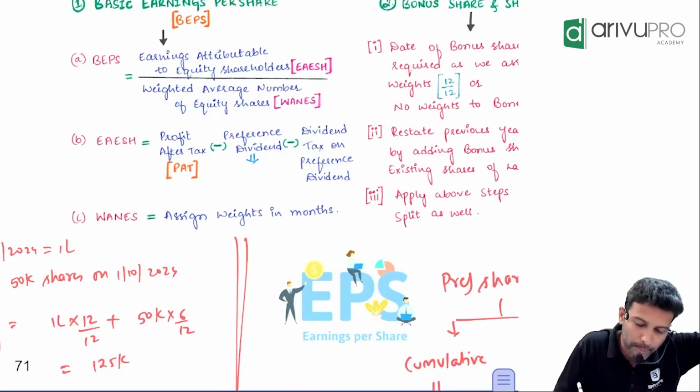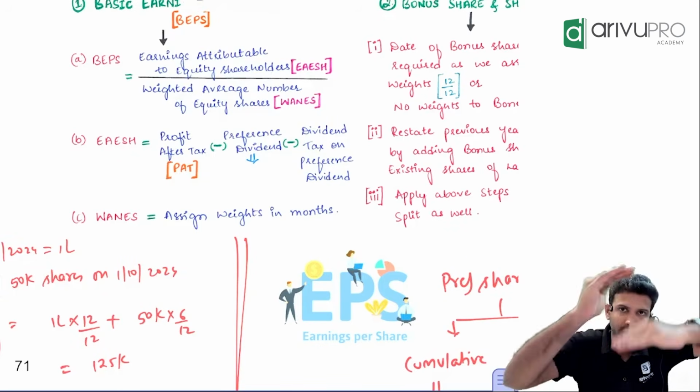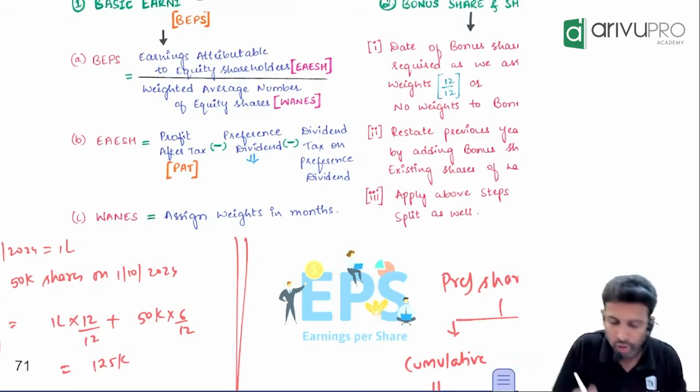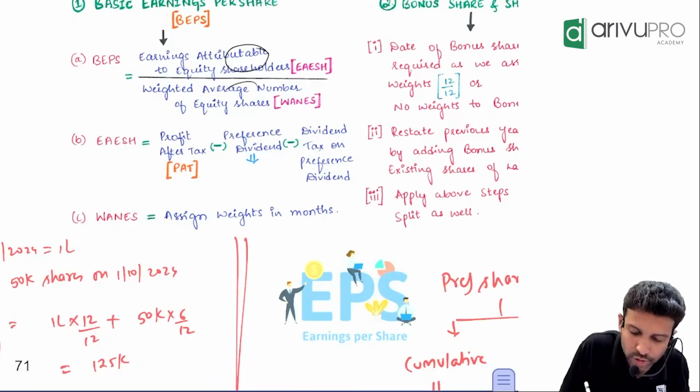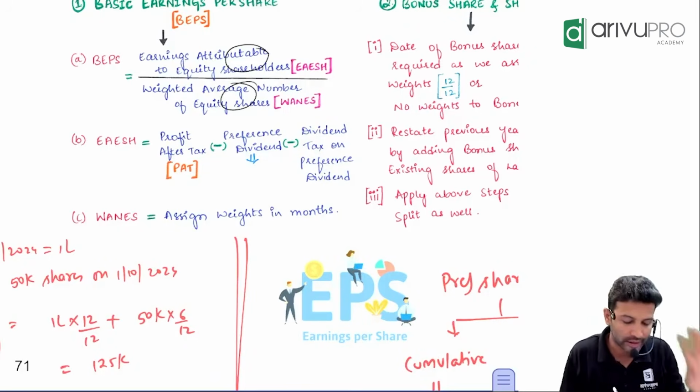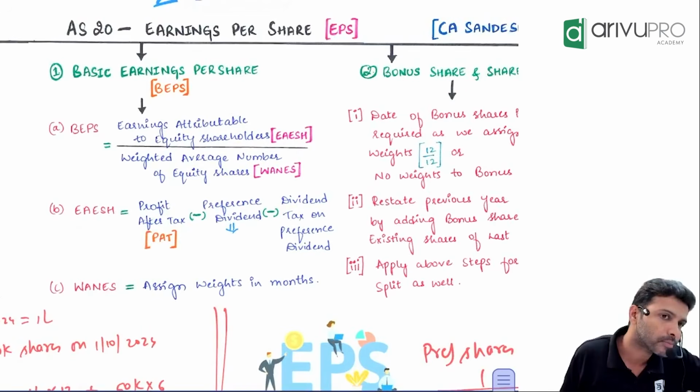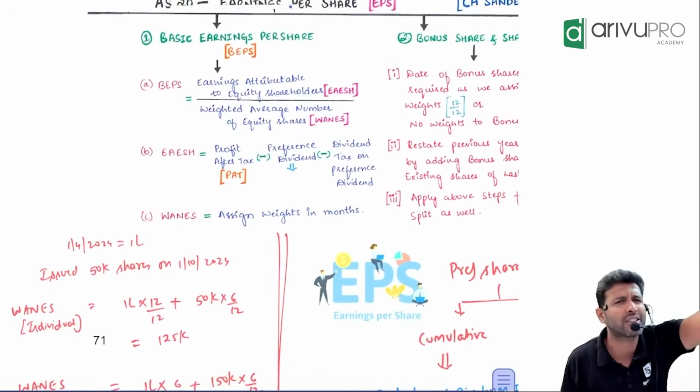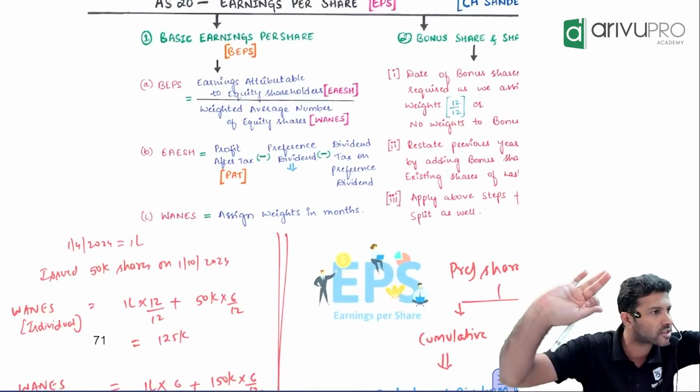Because to compare numerator and denominator, they should be on the same platform. So if this is affected by weights, this should also be affected by weights. Hence we take the weights out there. Done? I'll give you another example in regular class. Now I'll not go in. This makes sense, what I said just now?